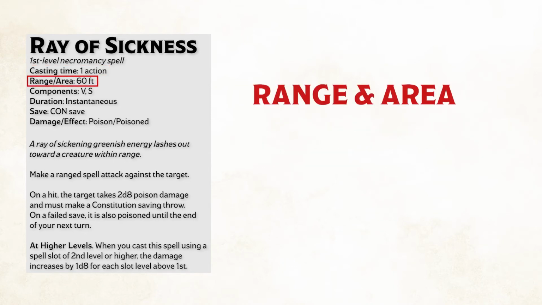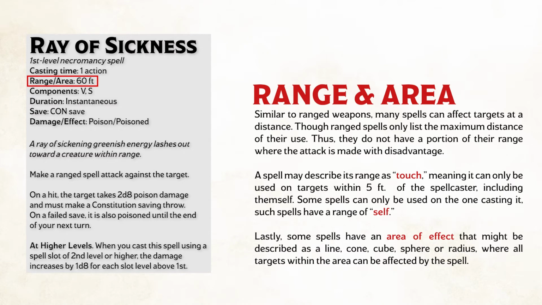Range and area. Similar to ranged weapons, many spells can affect targets at a distance, though ranged spells only list the maximum distance of their use. Thus, they do not have a portion of their range where the attack is made with disadvantage. A spell may describe its range as touch, meaning it can only be used on targets within 5 feet of the spellcaster, including themselves. Some spells can only be used on the one casting it. Such spells have a range of self. Lastly, some spells have an area of effect that might be described as a line, cone, cube, sphere, or radius, where all targets within the area can be affected by the spell.